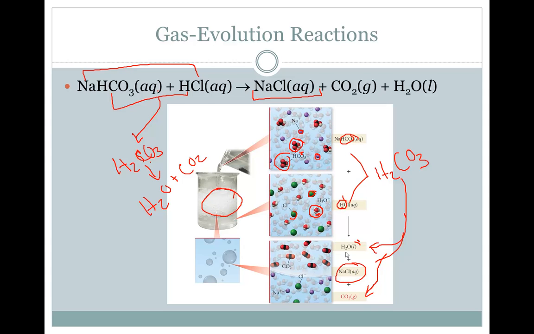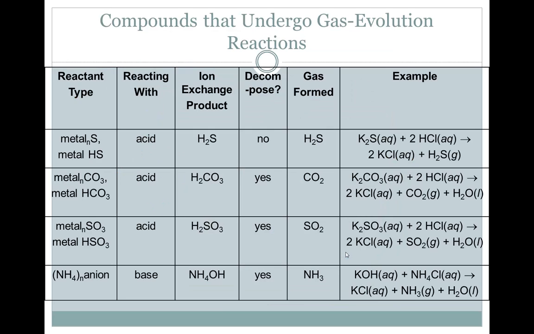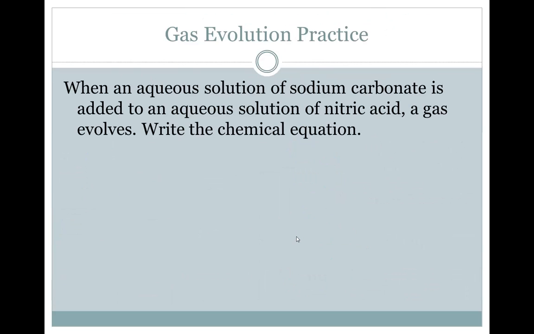and the sodium chloride is just floating there. So how do you know about the gas evolution, what you should look for? Well, if you look for a single anion of sulfur, it's going to form a gas on its own. It doesn't need to decompose. However, if you see the polyatomic ions for carbonate, bicarbonate, sulfite, or ammonium, that's actually going to break down further to form CO2, SO2, and NH3.